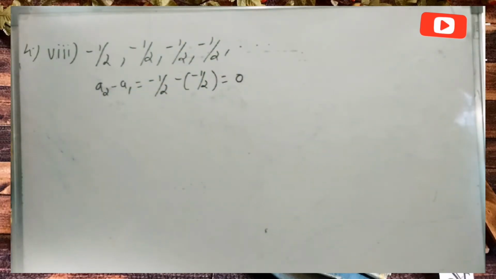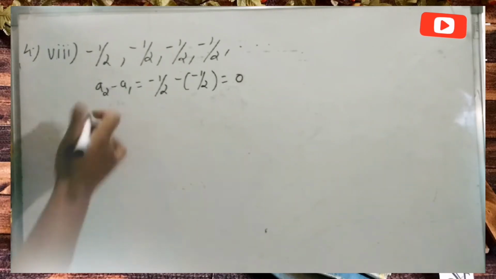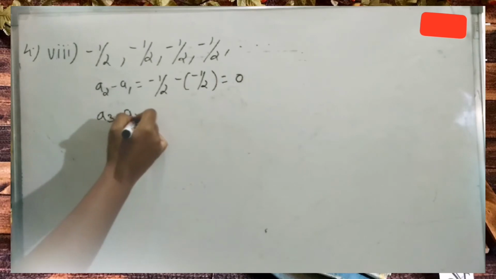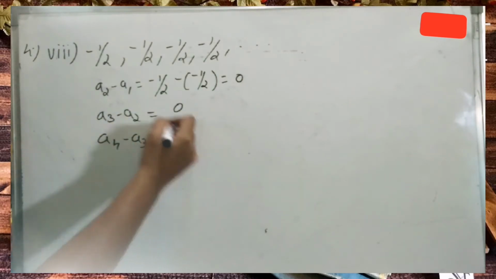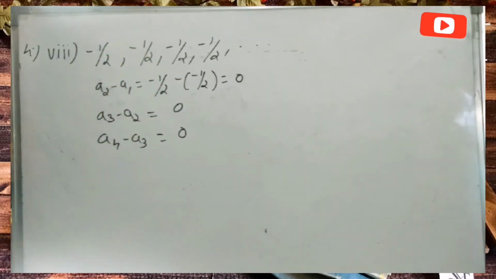We have the same terms as the first one, second one, third one and the fourth one. So if you take the differences, you will get 0 only. So a3 minus a2, that is also 0. a4 minus a3, 0, because a4 and a3 are equal. Then if you take the difference, you will get 0.